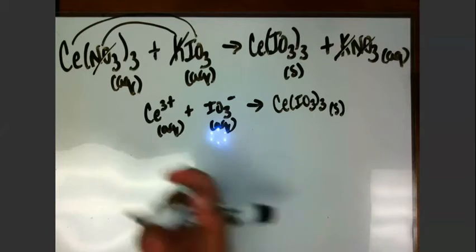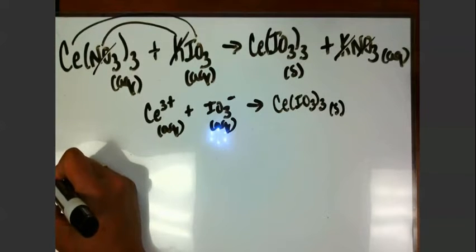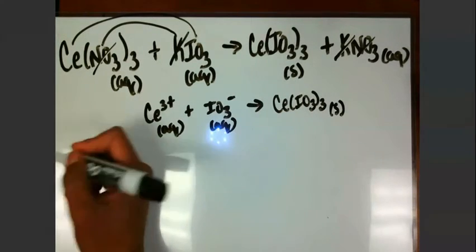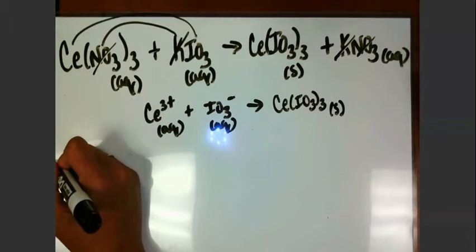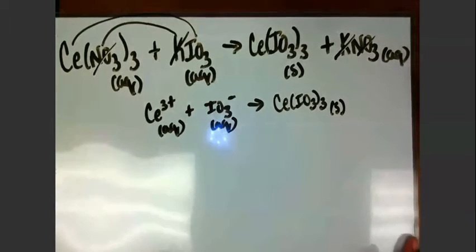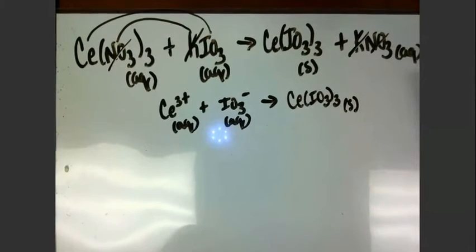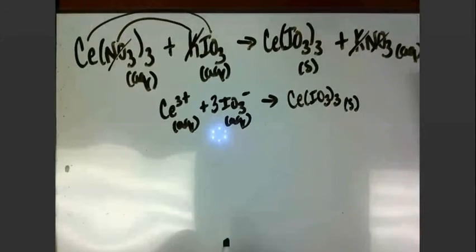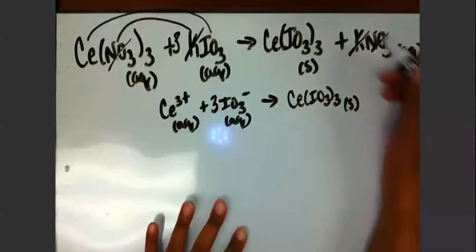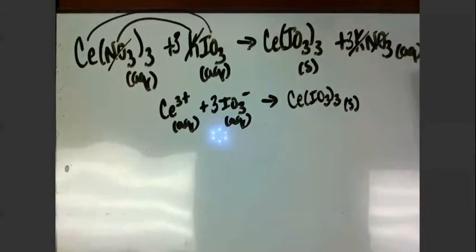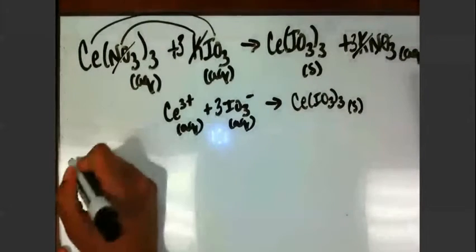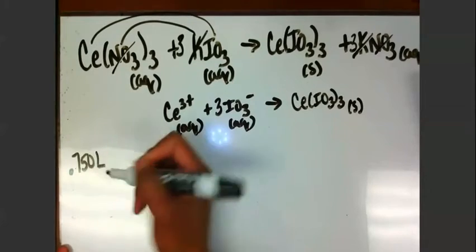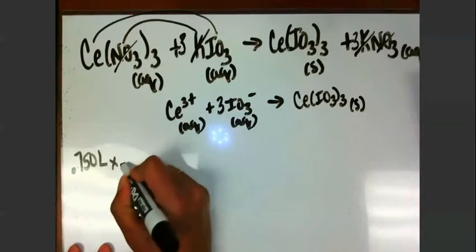Okay, so we're going to take 750 milliliters. Did I not balance it? Let's balance it. I need a 3 here. That works. I guess I could put it here and here, but it doesn't matter. Yep, it's good.